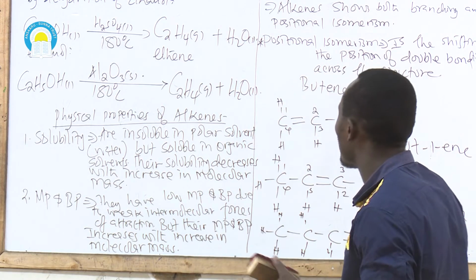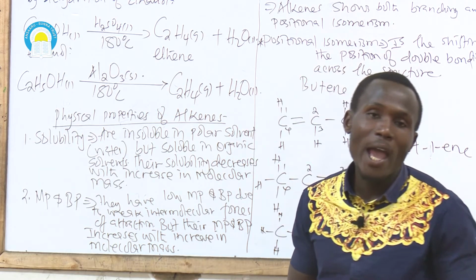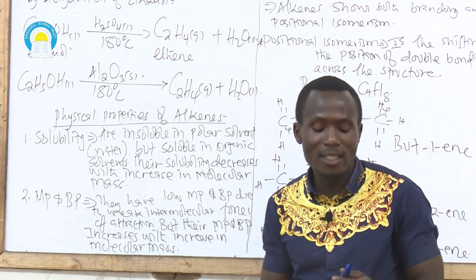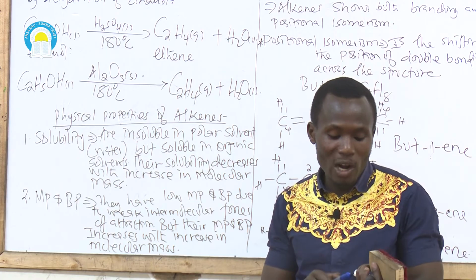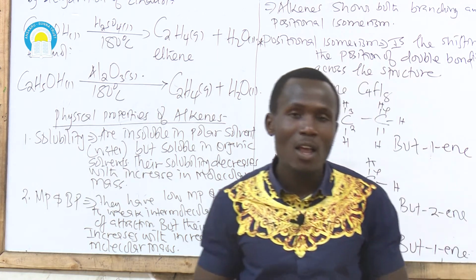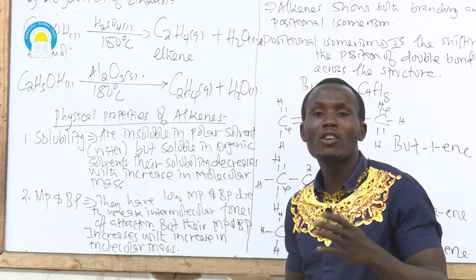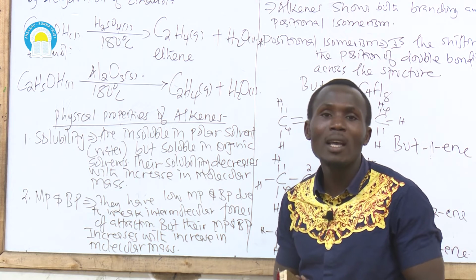And the third physical property is the density. Density is determined by the molecular mass. As molecular mass increases, the density also increases. Therefore, the density in alkenes will also increase as the molecular mass increases.